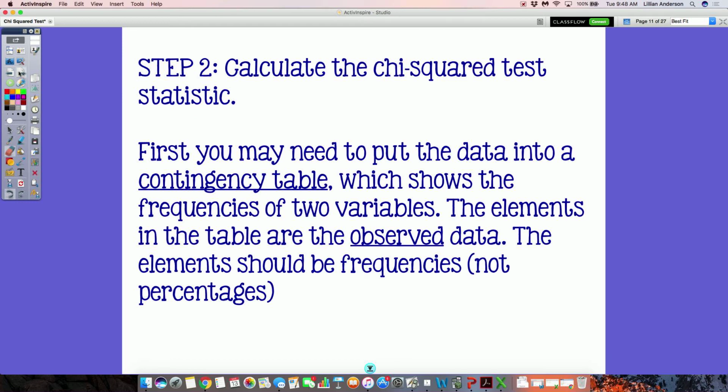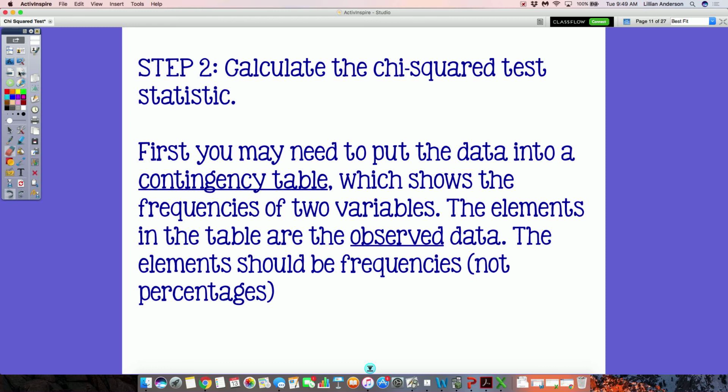So, step 2 is the actual process of calculating the chi-square test statistic. This is where the work is in the chi-square test, okay? The first thing you need to do is put your data into a contingency table, which shows the frequencies of your two variables. So this is basically where you put all your data into a nice clean table, okay? How many guys like black shirts, or how many girls like red shirts, and so on and so forth. This is where you actually make your table.